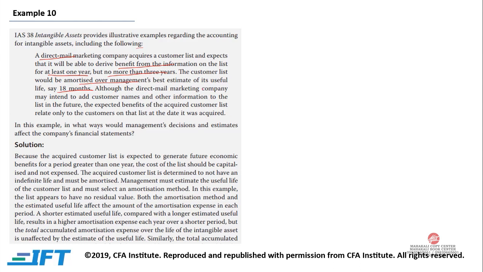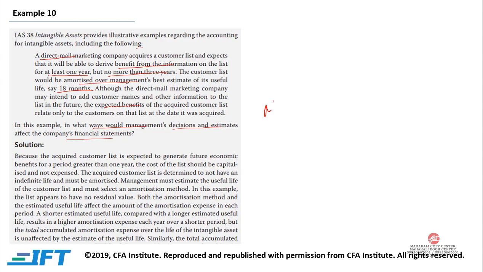Although the direct mail marketing company may intend to add customer names and other information to the list in the future, the expected benefits of the acquired customer list relate only to the customers on the list at the date it was acquired. Now in this example, in what ways would management decisions and estimates affect the company's financial statements?